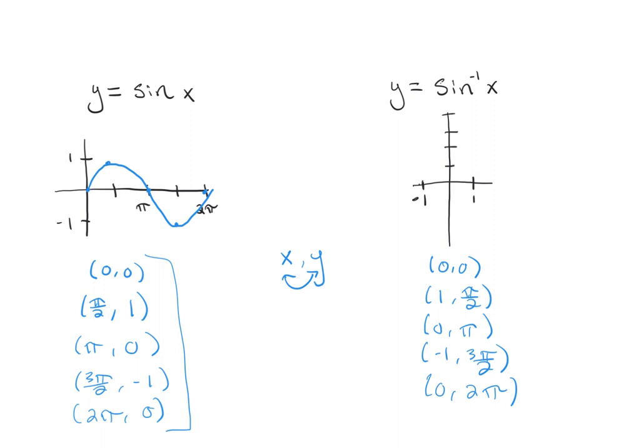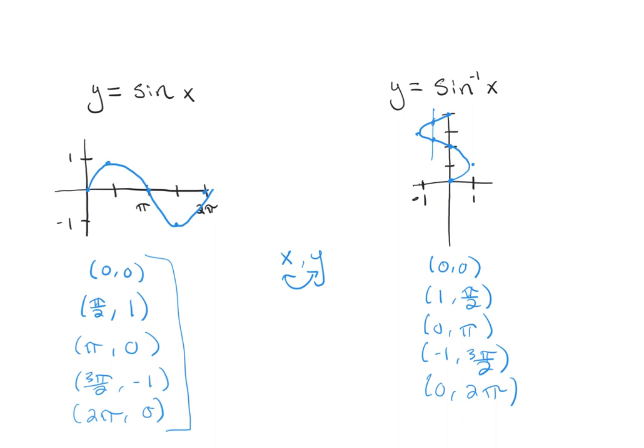So what happens if we graph those? (0, 0), 1, this would be pi over 2, back to pi. So if you try to graph this, what's wrong with it is it's not a function. It fails the vertical line test. It's going to cross the graph more than once when you draw a vertical line.